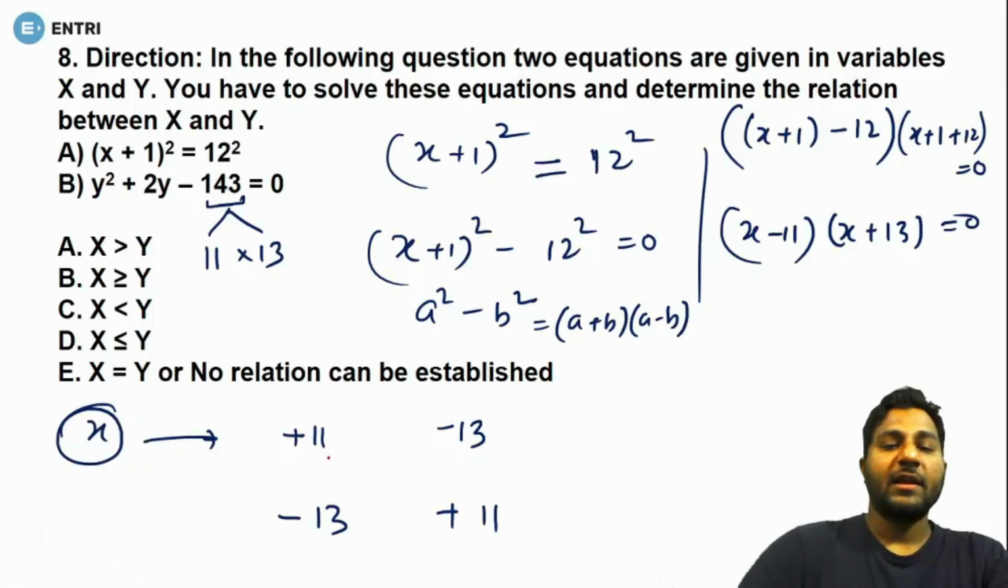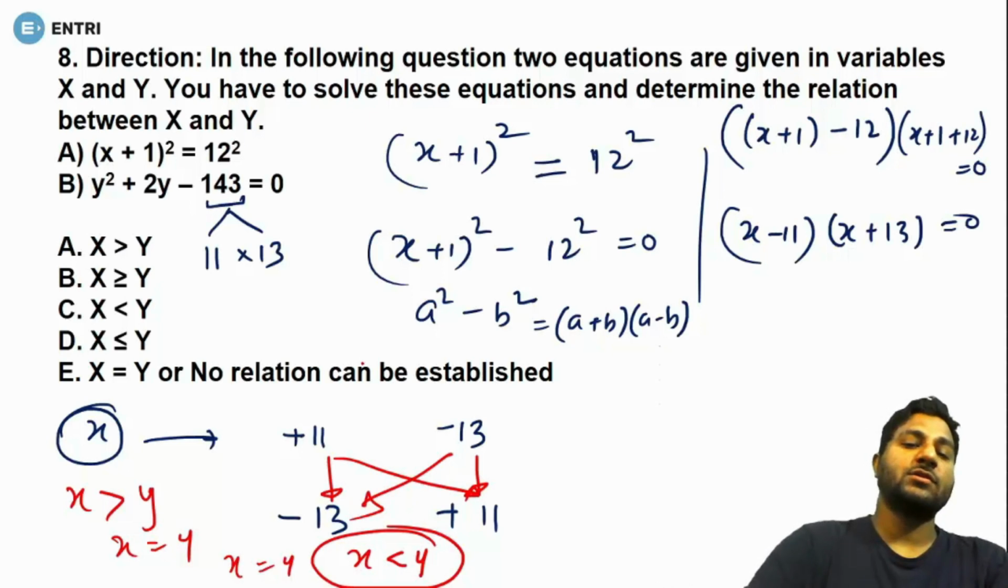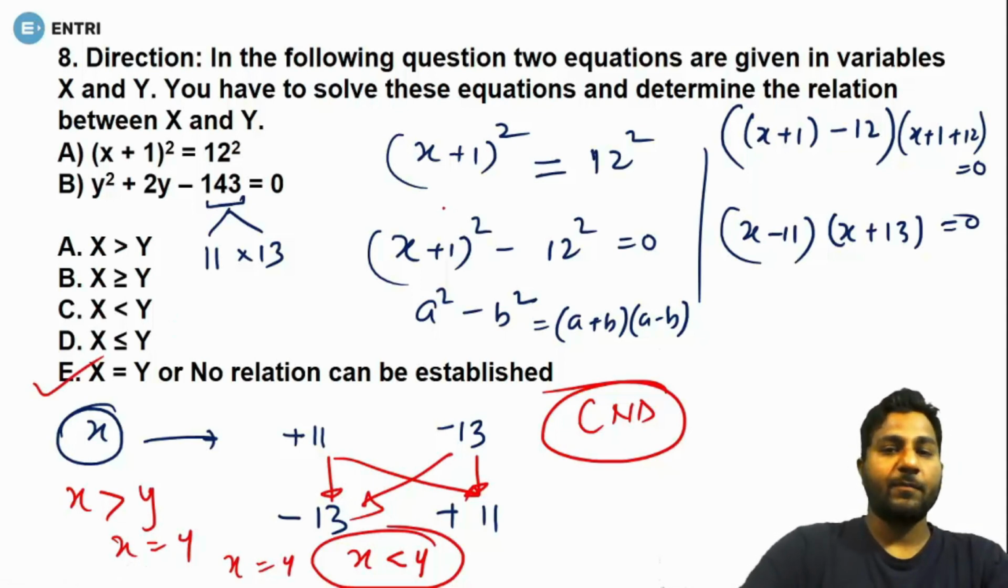Let's look at this. 11 plus is greater than, that means x is greater than y. Again x is equal to y, and the last one, x is less than y. Okay, so it can't be answered. That means your final answer will be cannot be determined.